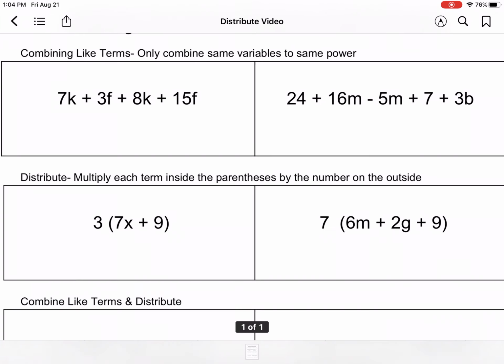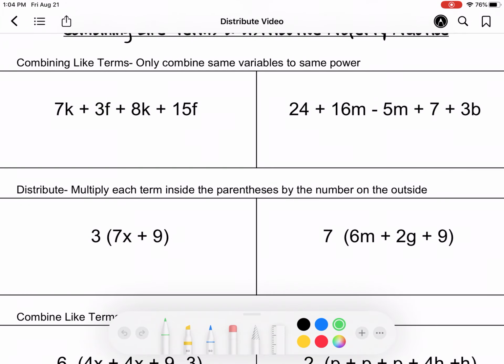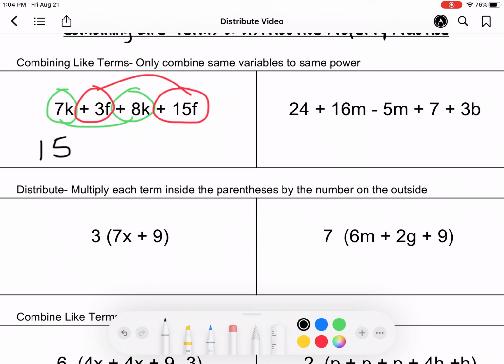First thing we're going to do is a quick review of combining like terms. Remember, when we combine like terms, we put everything that is alike together. So the first thing I would do is identify my like terms. I have 7k and positive 8k, and I also have 3f and positive 15f. So all I'm going to do is combine these together. 7k plus 8k gives me 15k, and 3f plus 15f gives me a positive 18f.